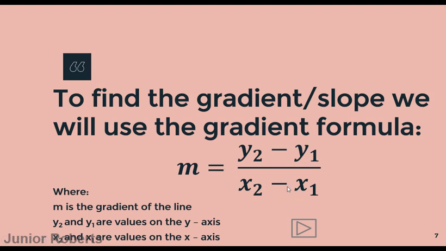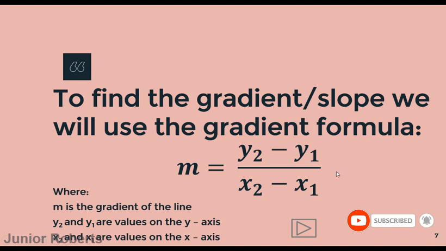So this is our gradient formula, where we say that m, which represents our gradient, is equal to y2 minus y1 divided by x2 minus x1. Now, ensure that you pay attention to the denotation of these symbols, in this case y2, y1, and our x2, x1. Notice that the 2 is below, right? So therefore these are subscripts and not superscripts, right? So do not mistake this to be y squared or x squared, right?